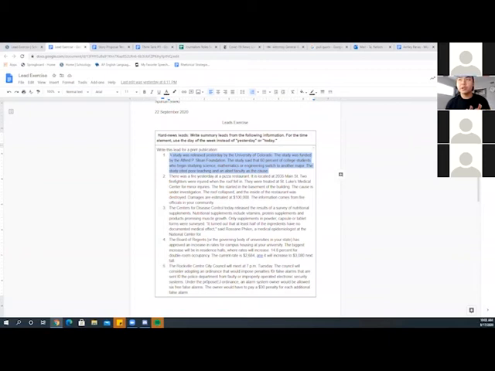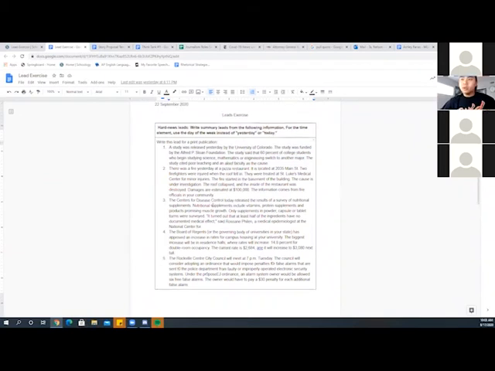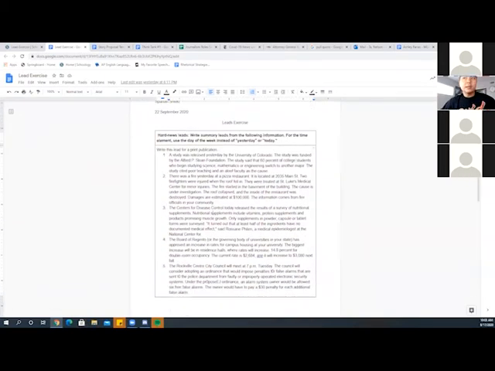For example, here it says, a study was released yesterday by the University of Colorado. The study was funded by the Alfred P. Sloan Foundation. The study said that 60% of college students who begin studying science, mathematics, or engineering switch to another major. The study cited poor teaching by the faculty. So you get 5 examples of different stories, and we give you the gist of it. Your job is to write a lead for all of these.